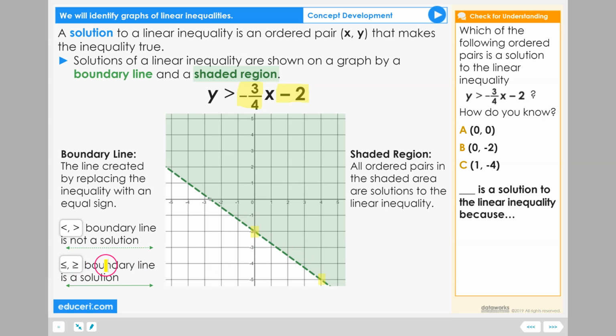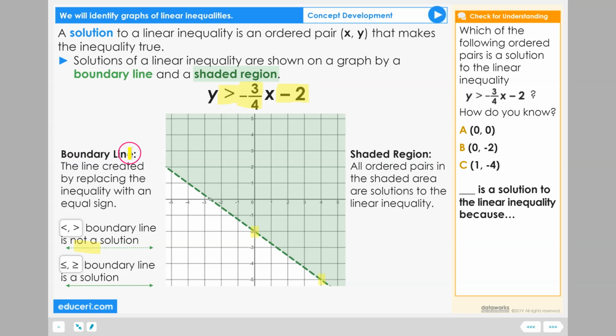If the boundary line is coming from an inequality that uses less than or equal to, or greater than or equal to, then the boundary line is a solution, and that will be shown by a solid line. Our example uses a dashed line because the inequality is not an or equal to type of inequality.